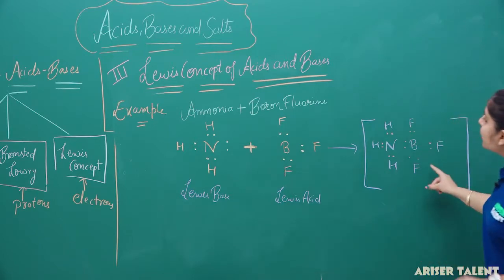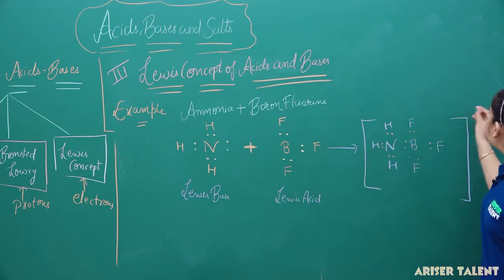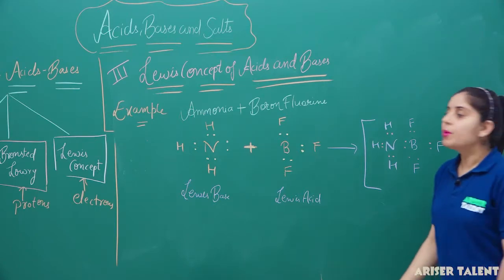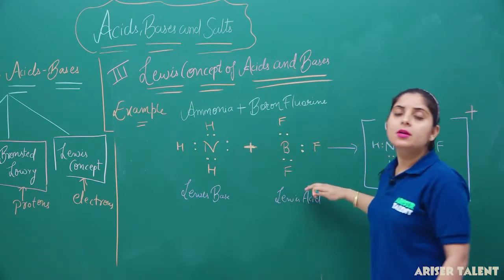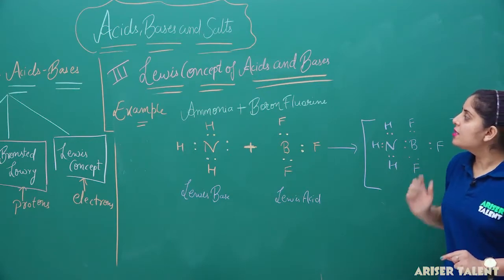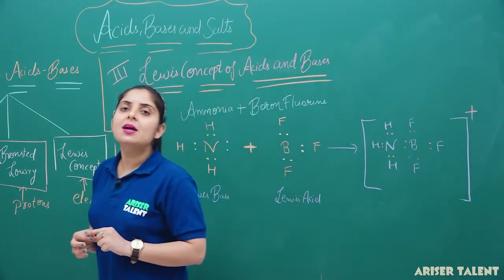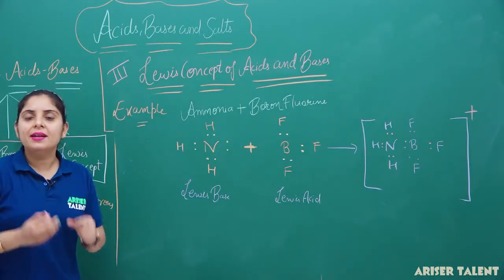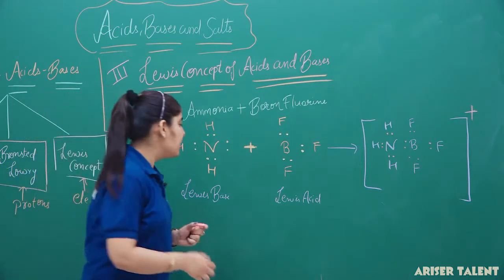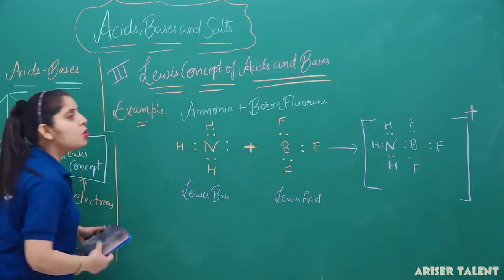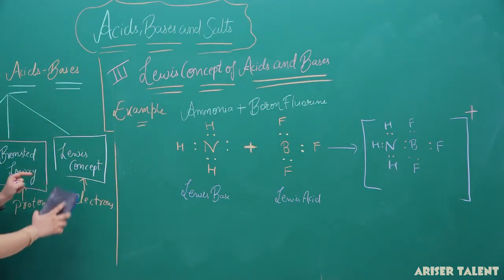So this will be the compound formed by the reaction of this, and the compound will acquire basically a positive charge because this will be formed by the reaction of Lewis acid and Lewis base. So this is all about the Lewis acids and Lewis bases. Now we will discuss the compounds which can act as a Lewis acid and the Lewis base. So our next topic is types of Lewis acids and Lewis bases.